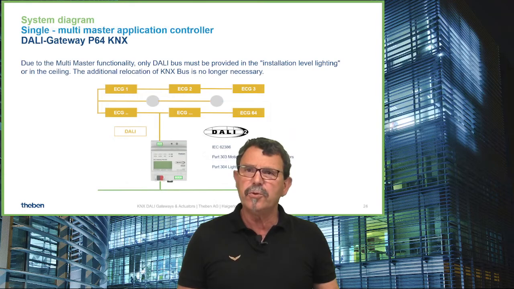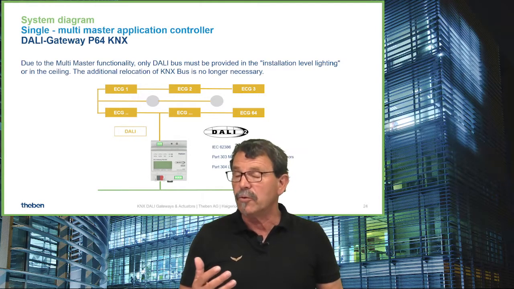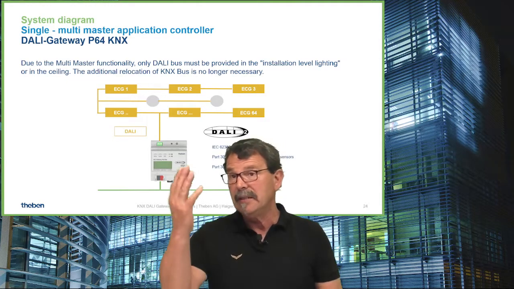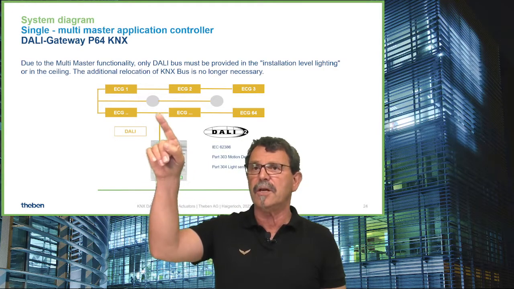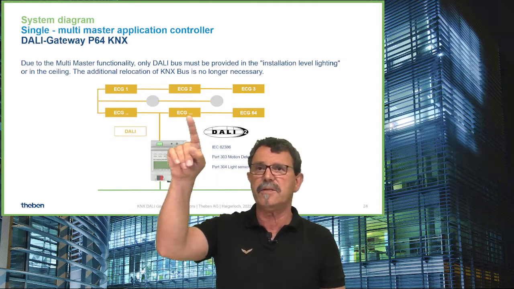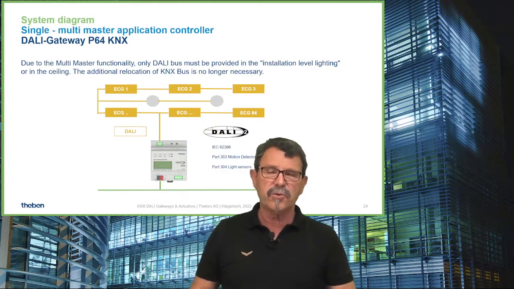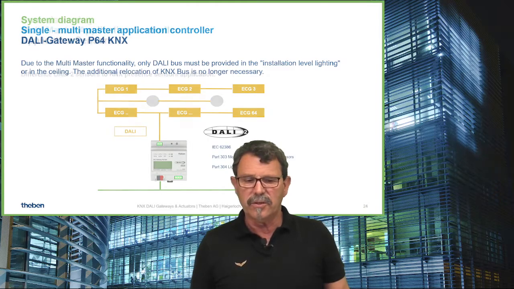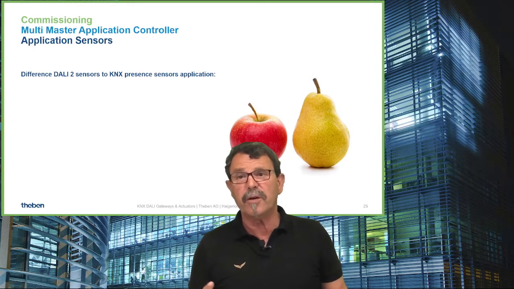When we intend to use, let's say, a multi-master application, for instance, and DALI 2 sensors we want to integrate, here you discover we have just DALI communication. That means outgoing to the switchgears, for instance, and as well to the DALI sensor here. So you have just one communication line in the ceiling, and that's it. That's one point.